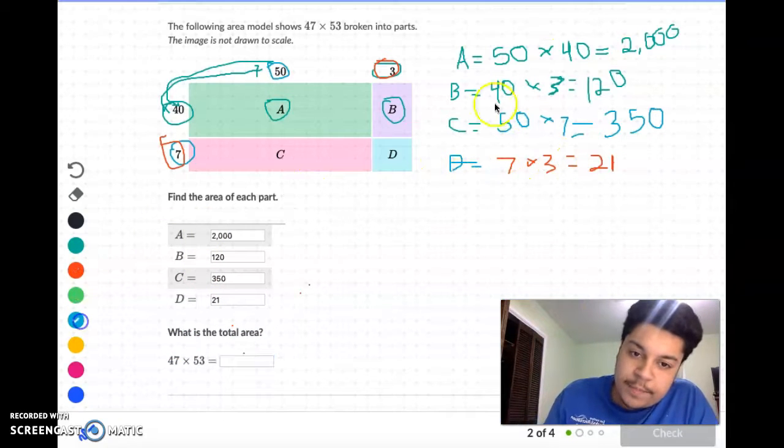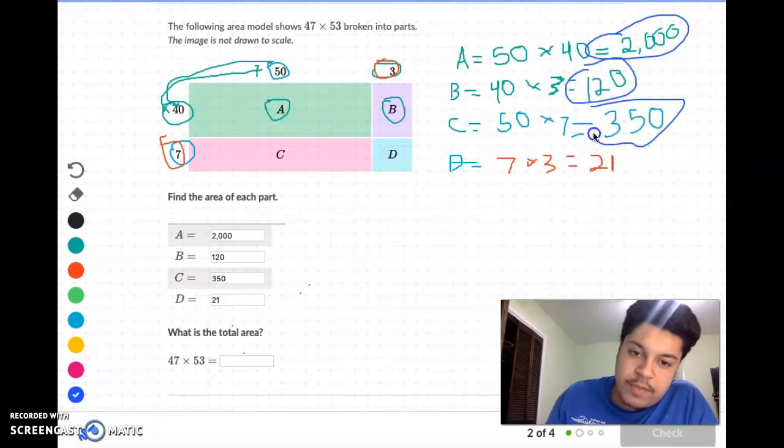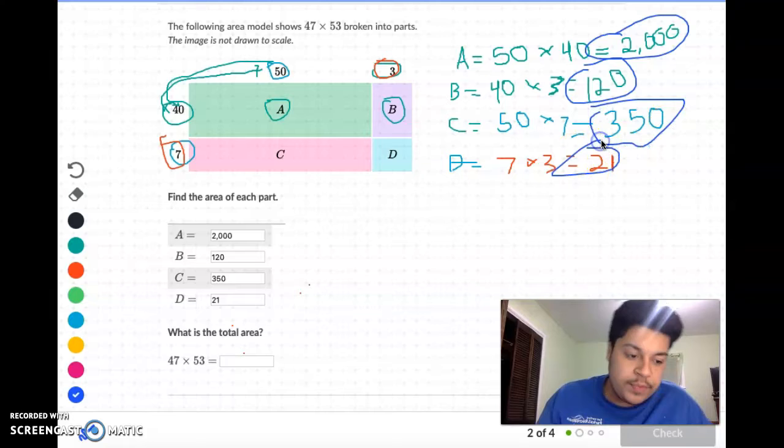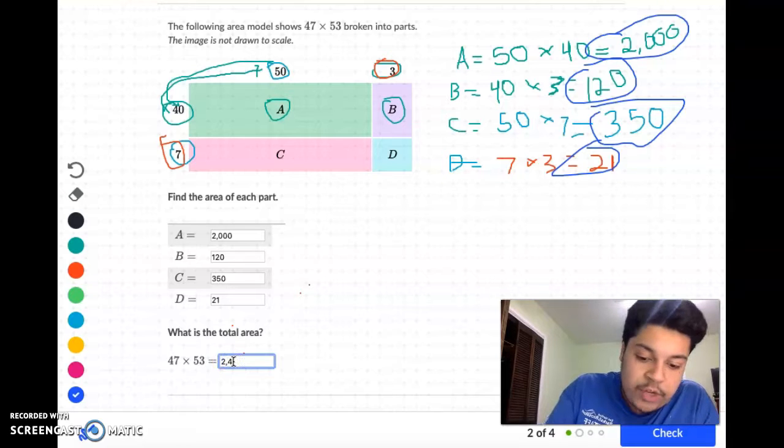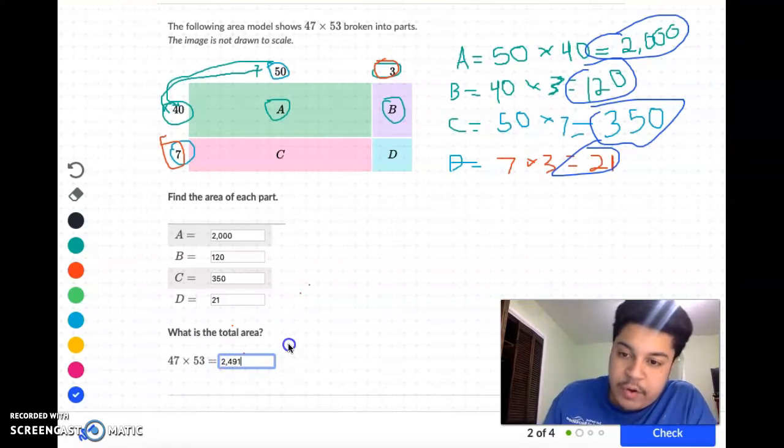So you're going to be adding 2000 plus 120 plus 350 plus 21. Let me go ahead and add that up now. 2000 plus 120 plus 350 plus 21 is equal to 2,491 for the final area. And this would be the answer to 47 times 53.